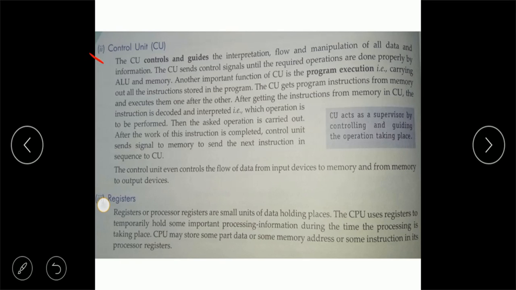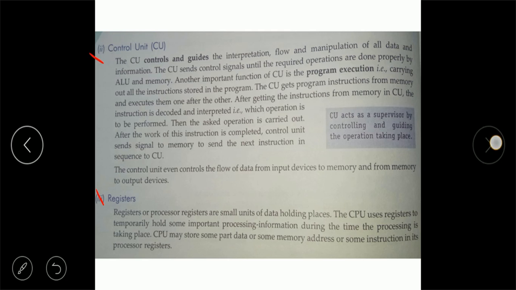Next is register. Registers or processor registers are small units of data holding place. I told you, it is like a small memory. The CPU uses registers to temporarily hold some important processing information during the time the processing is taking place. While processing data, the register holds that data till the processing is completed. After the processing, the data is stored in the memory, but during the processing the data is held in the register.